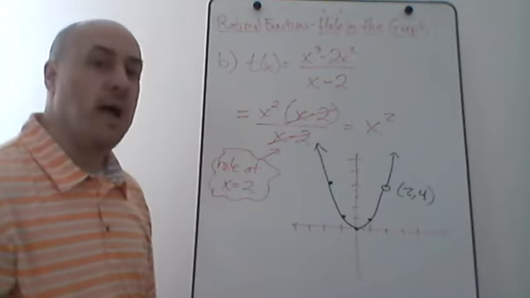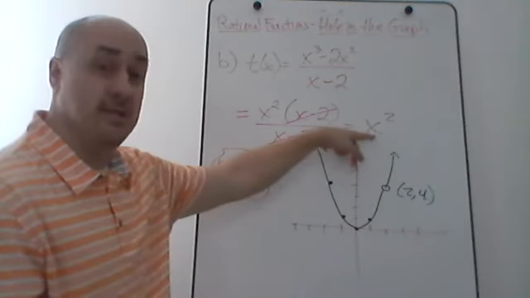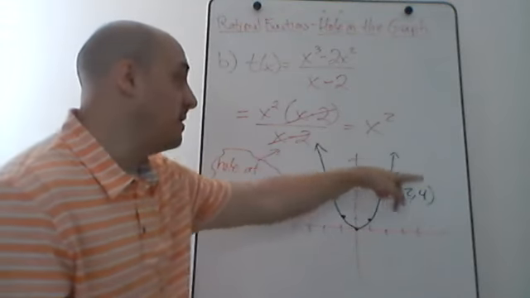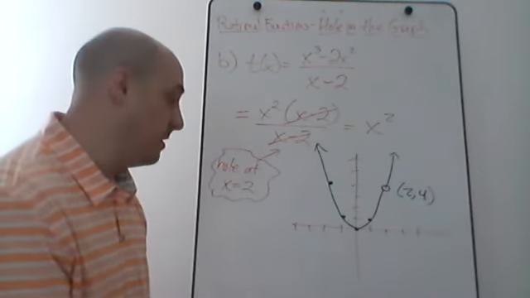Right? If you don't know what the y coordinate of that point is where you're going to have the hole, just take that x equals 2 and plug it into the simplified function. 2 squared gives me 4, so that gives me the x and the y coordinate of where I need to put that hole on the graph.